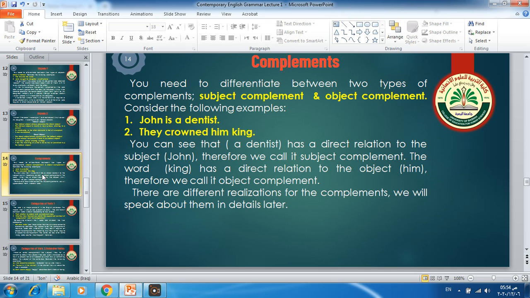The word king in the second example has a direct relation to the object him. Therefore, we call it object complement. So there are different realizations for the complements. We will speak about them in detail later. So later we will see the different realizations of the complements.